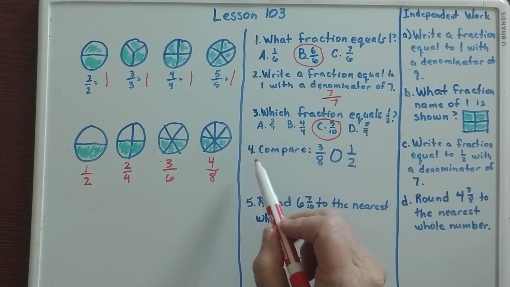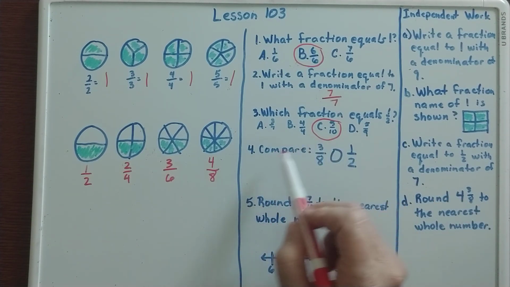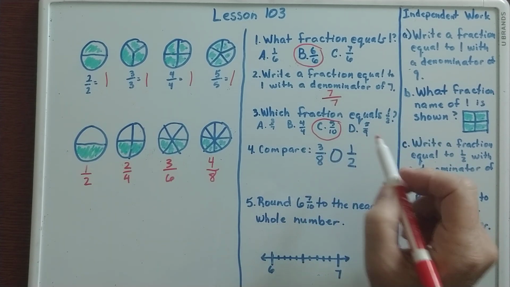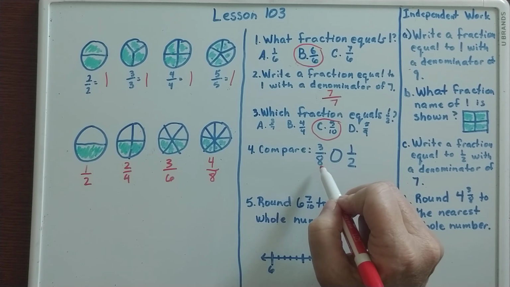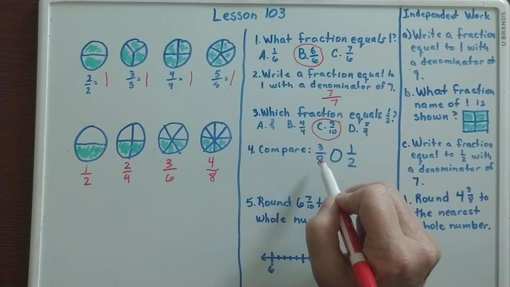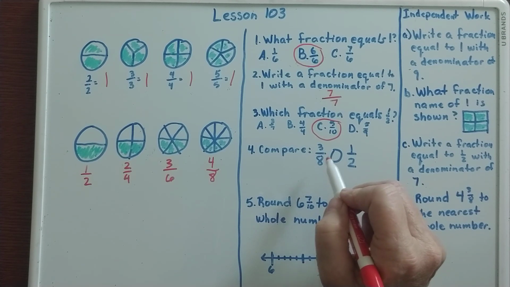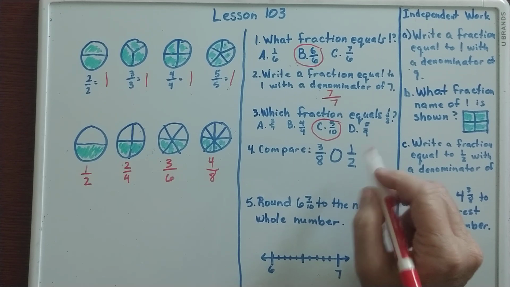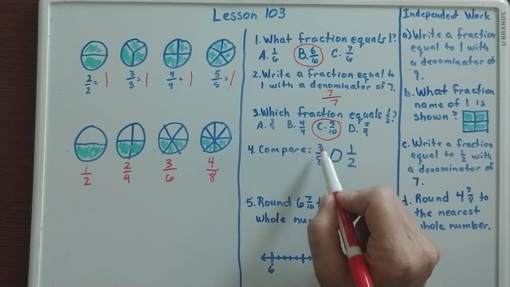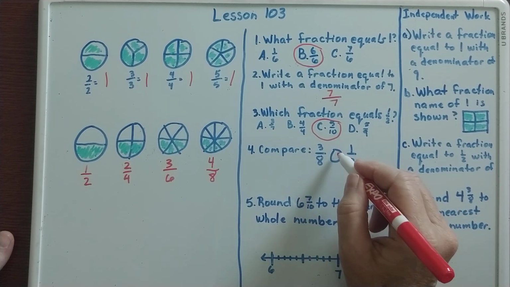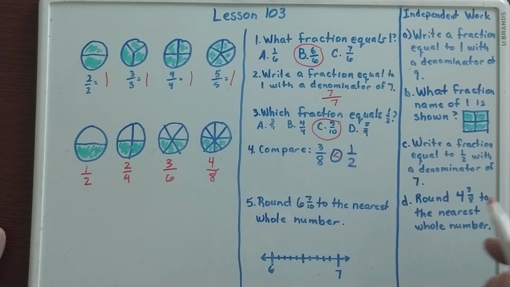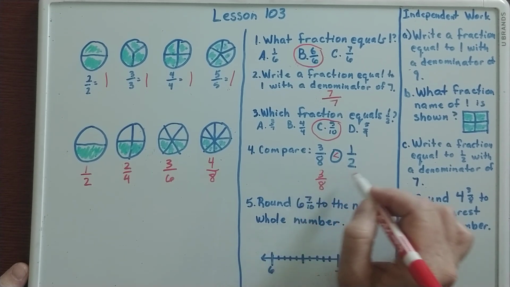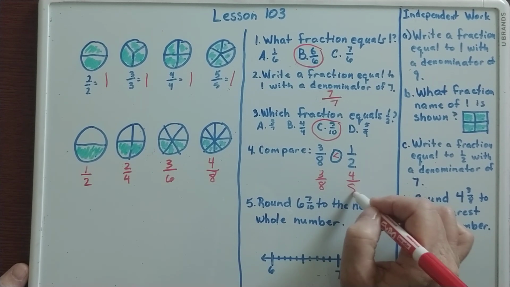Okay, so when we're comparing fractions, think about how each one of them would divide up. So 3/8, well, we know how many eighths equals 1/2. 4/8 equals 1/2. So you know that 3/8 is less than 4/8, so 1/2 would be bigger. If we were doing this into eighths, this would be 3/8, and this would be 4/8.